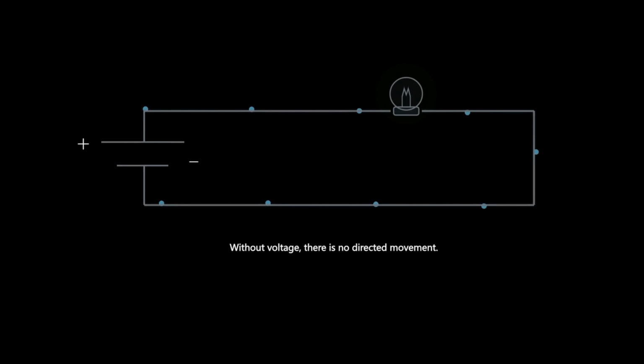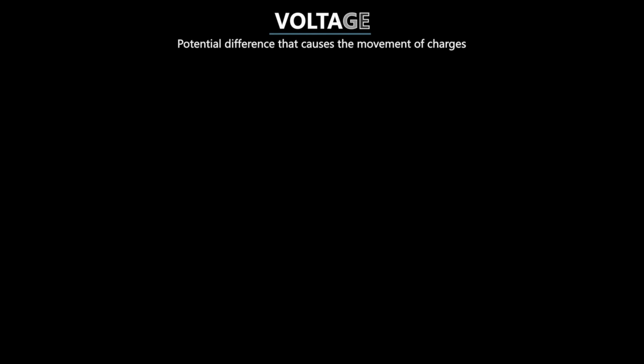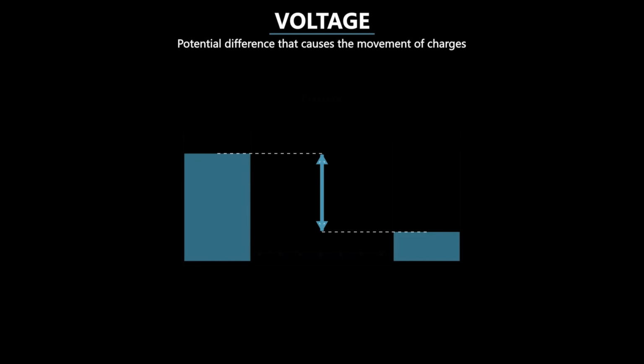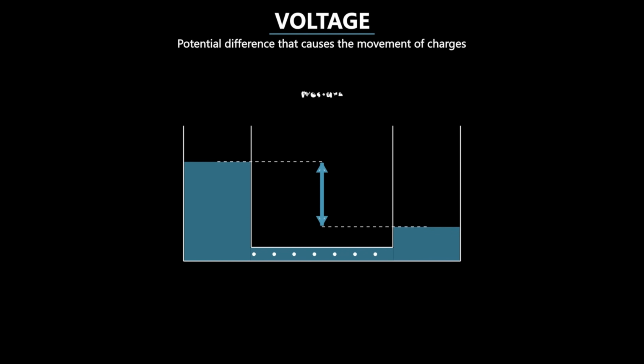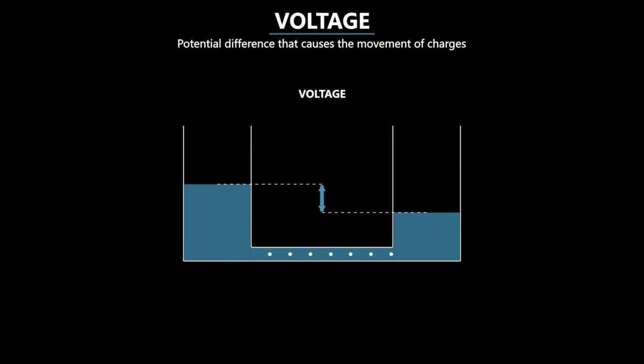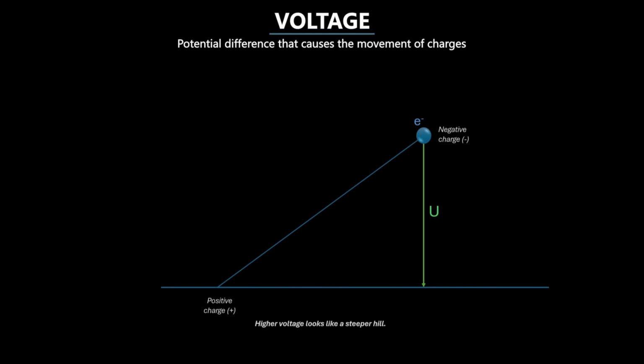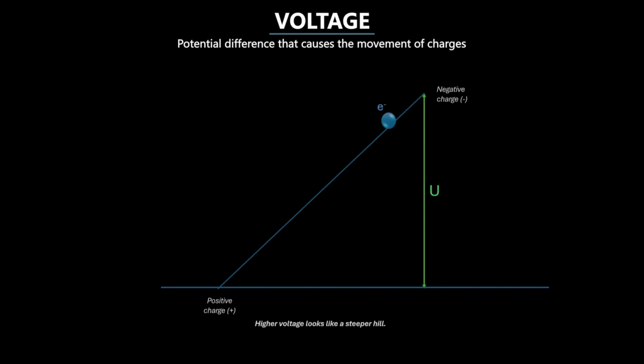Just as water and pipes remain still without a pump, electrons also need pressure in order to move. This electrical pressure is called voltage. Imagine 2 containers filled with water. The difference in water level creates pressure that pushes the water through the pipe. In the world of electricity, voltage is exactly that, a potential difference. We can also imagine it as a hill. The steeper the hill, the faster the ball will roll downward. In other words, the higher the voltage, the stronger the force that pushes the electrons.